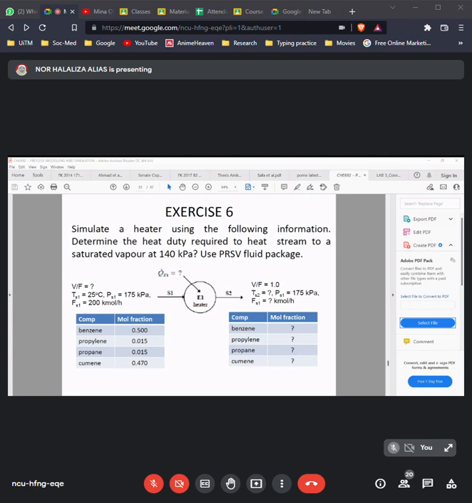Okay, you are given also the mole fraction and then these are all the component list which include the benzene, propylene, propane and also cumene. Okay, so you have a few questions here. The first one, what is the V over F value of the input stream? Second one, what is the outlet temperature? Okay, and then calculate the heat duty. Okay, the next one is what is the flow rate of the output? And last one is what is the mole fraction of the output? Will it be the same or is it different?